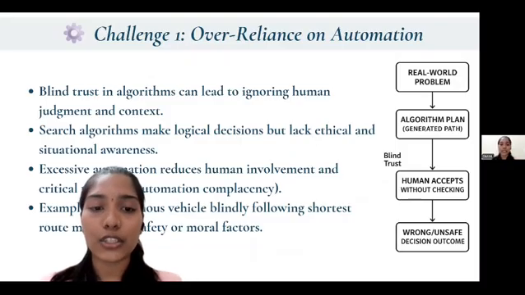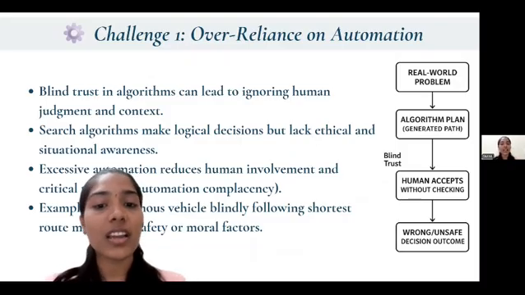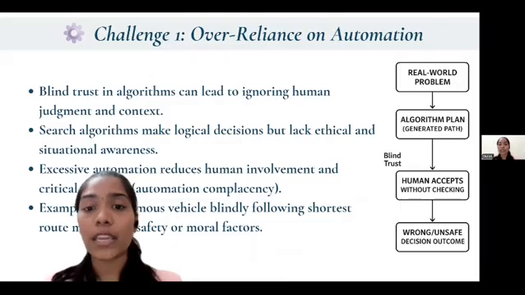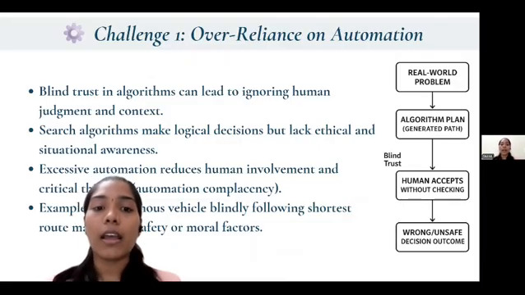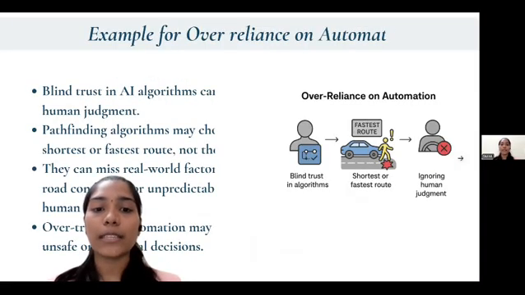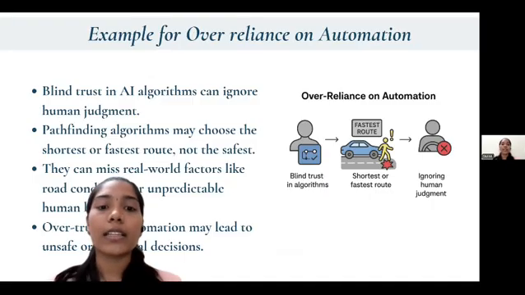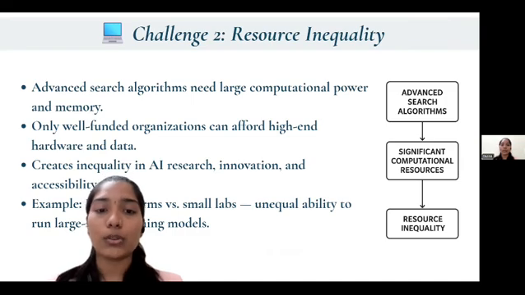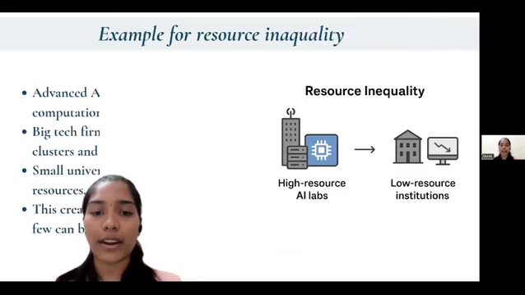Coming to an example of the challenges, a self-driving car might choose the shortest route but not the safest one. This shows that the algorithm may not always consider ethics or safety. Also, large companies have more computing resources while small companies don't. This creates inequality in research and development. So, we must find a balance between progress and fairness.